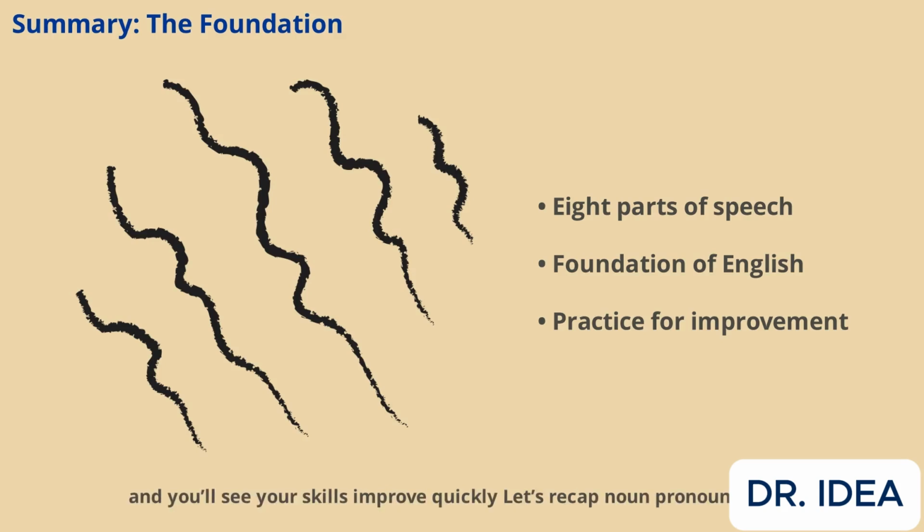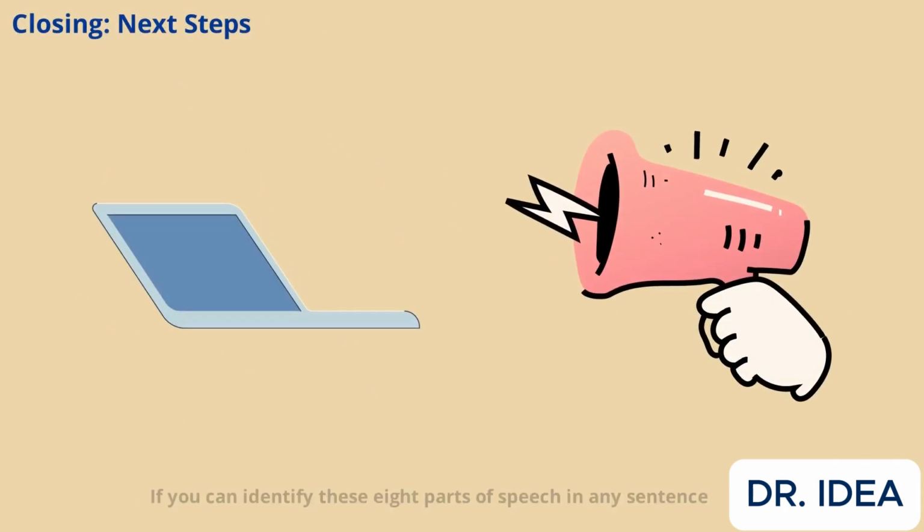Let's recap. Noun, pronoun, verb, adjective, adverb, preposition, conjunction, and interjection. Master these and you'll build strong English sentences every time. If you can identify these 8 parts of speech in any sentence, your English will improve faster than you think. Keep practicing with real sentences and soon you'll use them naturally.